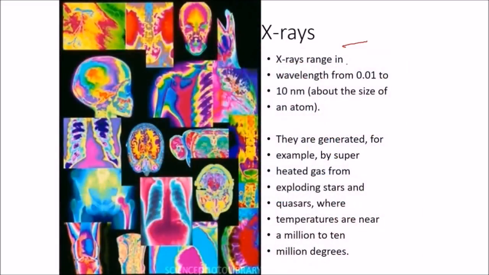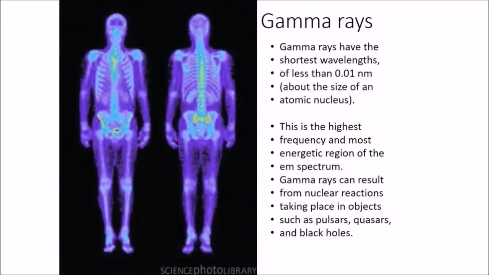Then comes the X-ray. X-rays range from 0.01 to 10 nanometer, about the size of an atom. They are generated, for example, by superheated gas from exploding stars and quasars, where temperatures are near 10 million degrees. Then comes the gamma rays. Gamma rays have the shortest wavelength, less than 0.01 nanometer, about the size of the atomic nucleus.